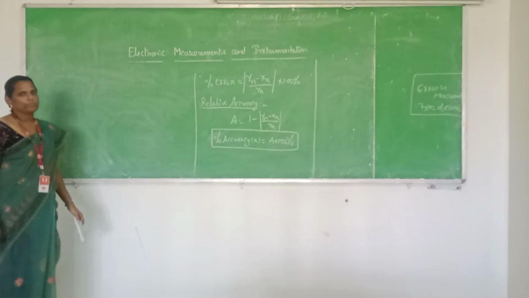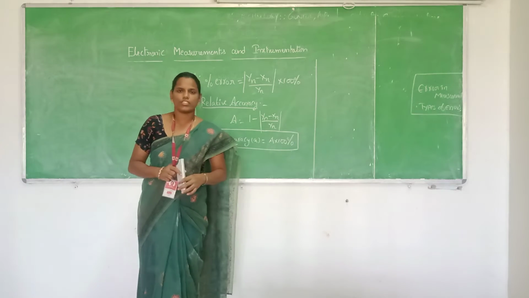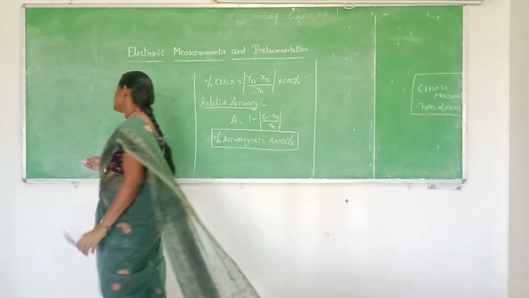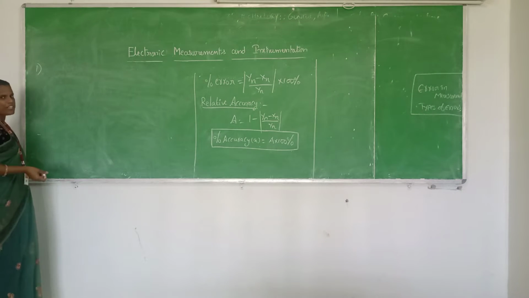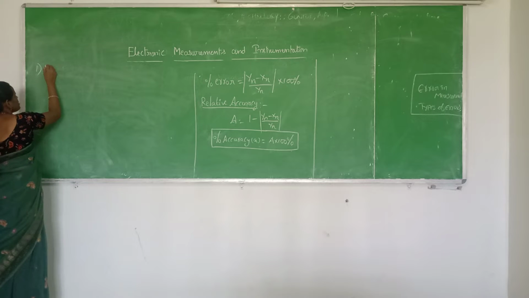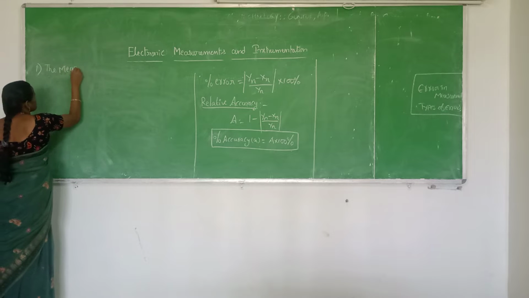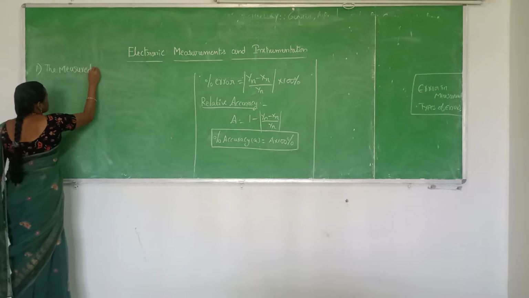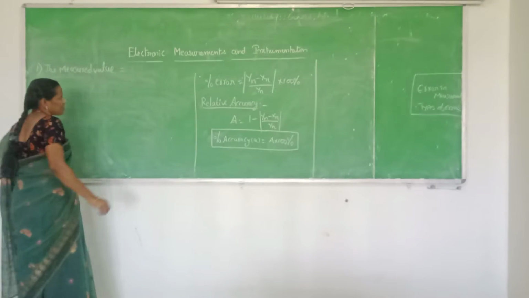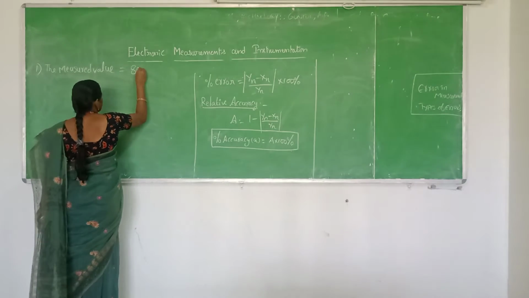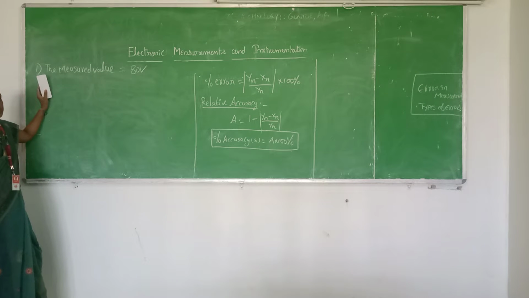Now let us take an example. In this example we are going to measure the percentage of error and also the relative accuracy. The problem is: the value of voltage in a particular circuit is given as 80 volts. Suppose this is the value.